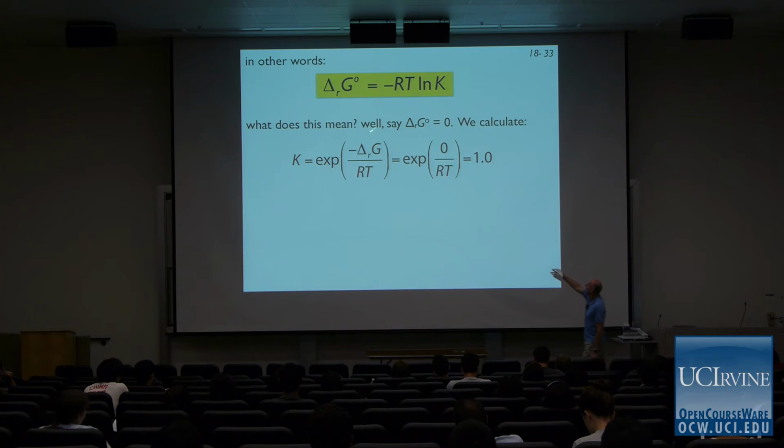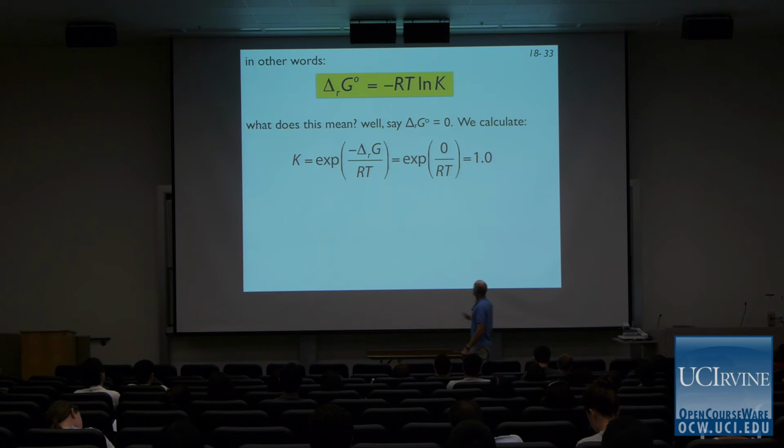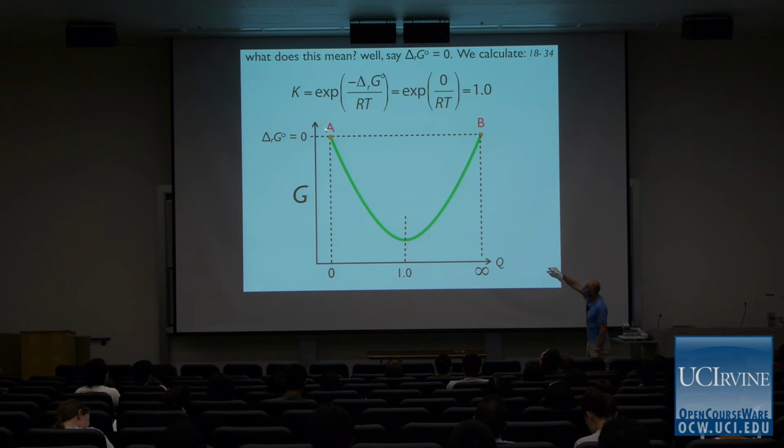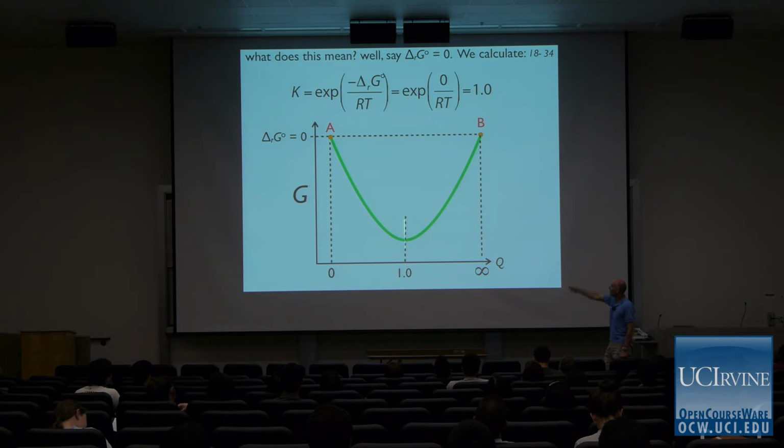Okay, what does it mean? Well, let's say that the standard reaction Gibbs energy is 0. In other words, the reactant and the product Gibbs energies are the same. If that's the case, if I plug 0 in for this guy, I get 0 over RT, I get the EXP of 0, that's just 1. And what that means is the equilibrium constant's just 1. In other words, if we look at a diagram like this one where we're plotting the Gibbs energy as a function of Q, we're going to end up with an equilibrium constant that is here, right at the bottom of this well, symmetrically located between A and B, and this curve is also perfectly symmetrical.